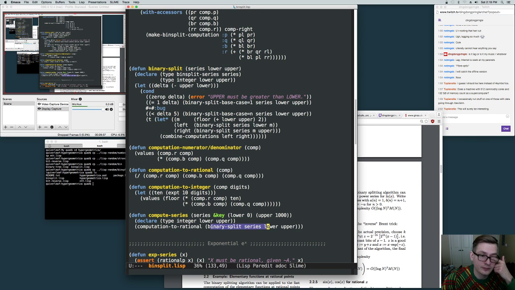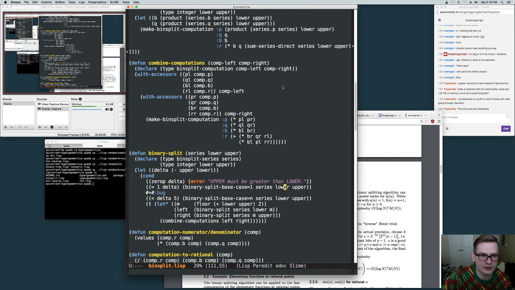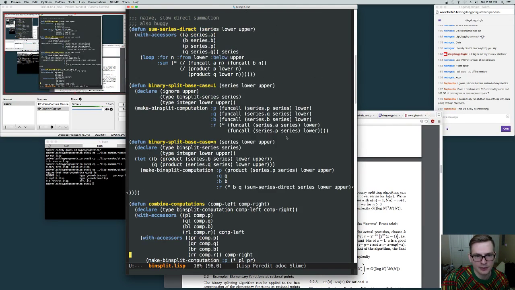Binary splitting is basically divide and conquer. We split in half, lower to m, where m is the middle right here, and then m to the upper bound. So we get a left and right. Once we compute that, that's going to create a whole tree of computations. Then we move back up the tree and combine everything together. Once we get to the base case, we do binary split base case equals 1. You might be able to guess what that is.